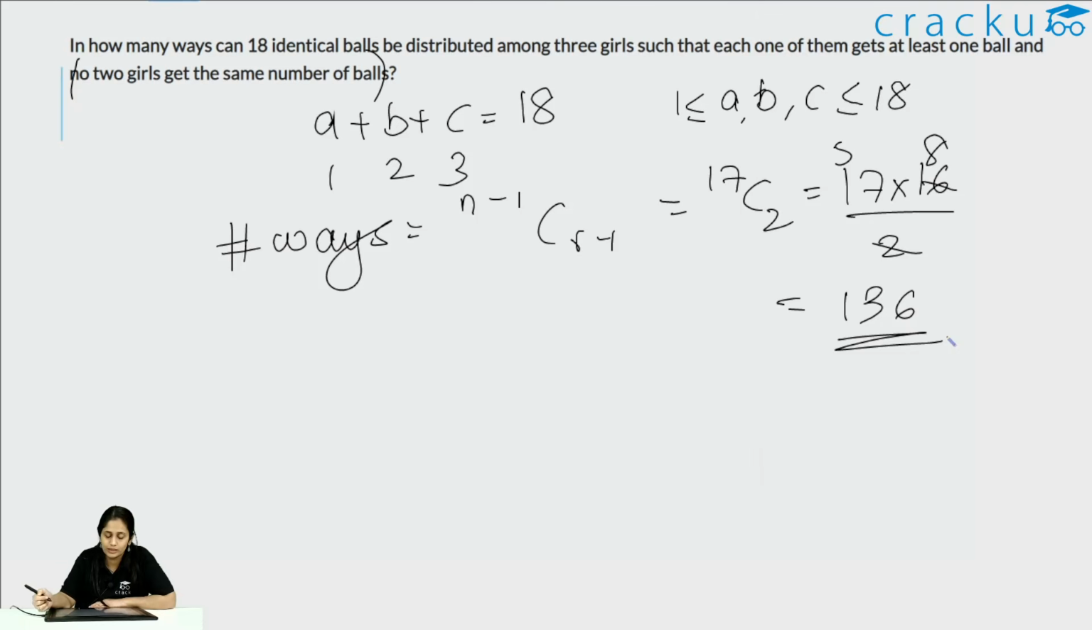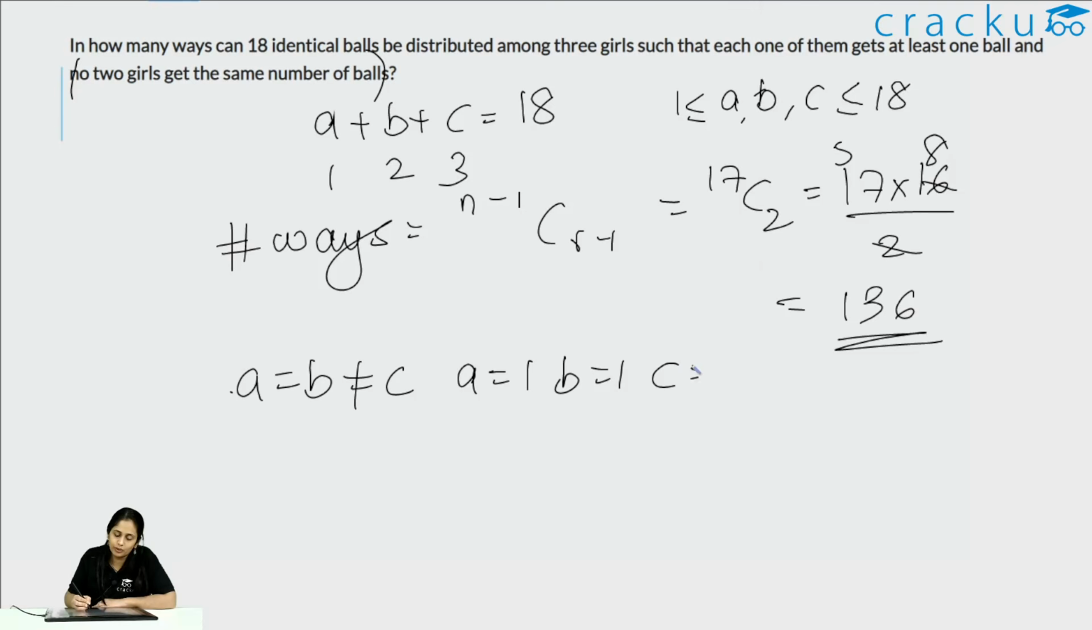Now, let us consider in how many cases 2 girls have the same number of balls. Consider that a is equal to b and not equal to c. Then a can be equal to 1, b can be equal to 1, and c can be equal to the remaining, that is 16. Similarly, a can be equal to 2, b can be equal to 2, and c can be equal to 14, and so on.